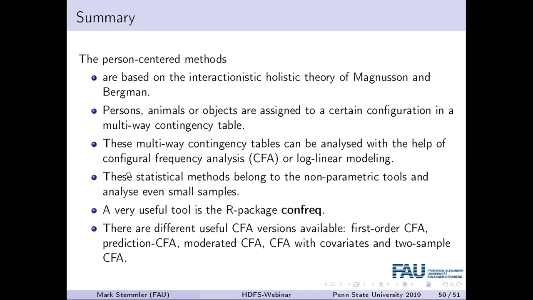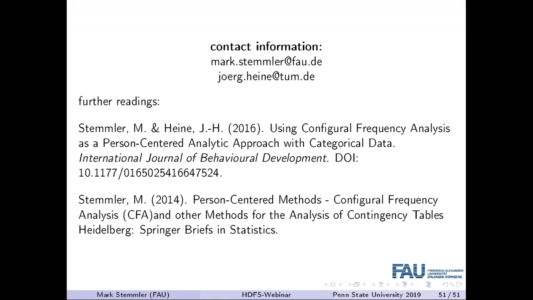CFA belongs to the non-parametric tools, and you can analyze even small samples. A very useful tool is the R package confreq. Then there are different useful CFA versions available: first order CFA, prediction CFA, moderated CFA, CFA with covariates, and two sample CFA. Here are our email addresses and the one also for Jörg Heine. And as Bethany mentioned before, there's the person-centered book as an ebook, but there's also a nice article in the International Journal of Behavioral Development.